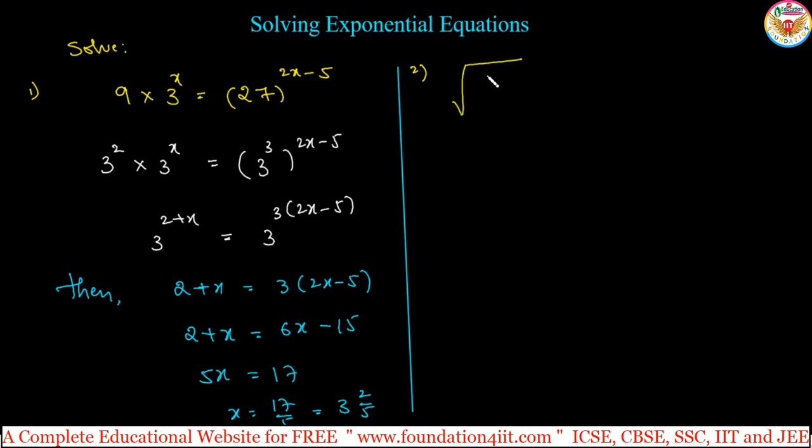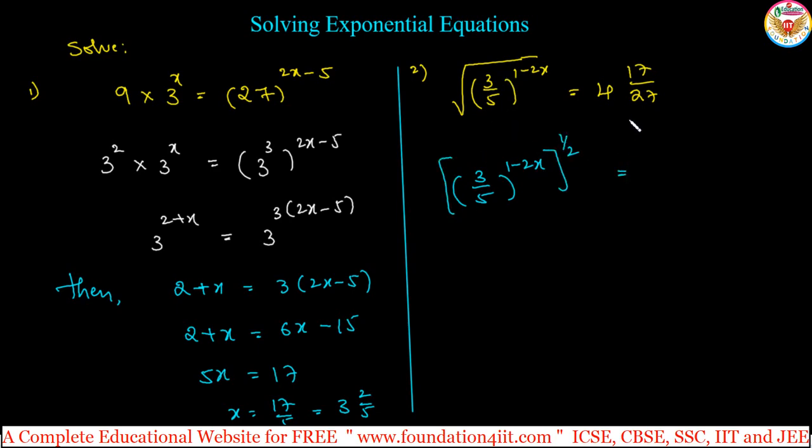Square root of 3 by 5 all to the power 1 minus 2x is equal to 4 17 by 27. This you have to solve. So you have to simplify both first. That means 3 by 5 all to the power 1 minus 2x. If you remove the square root, that is to the power again 1 by 2, is equal to 4 17 by 27.